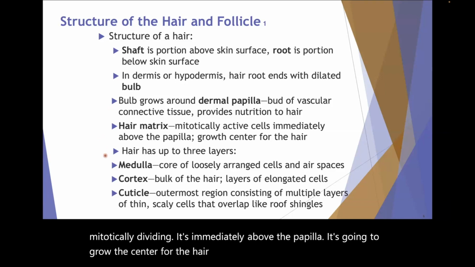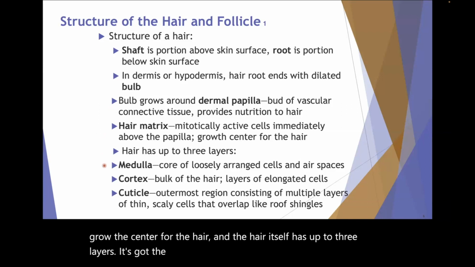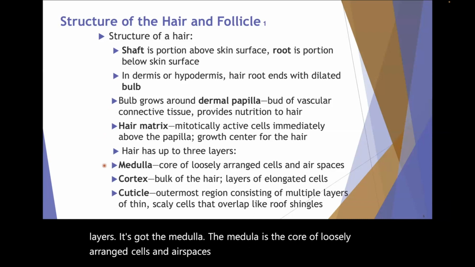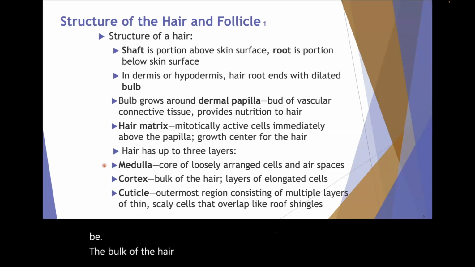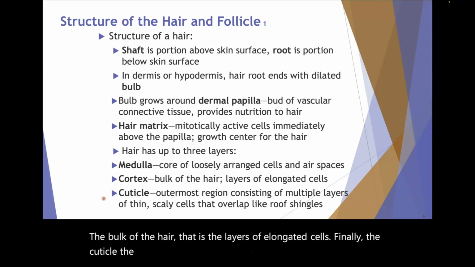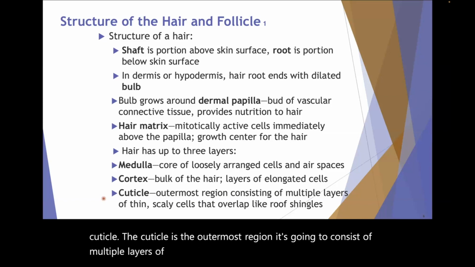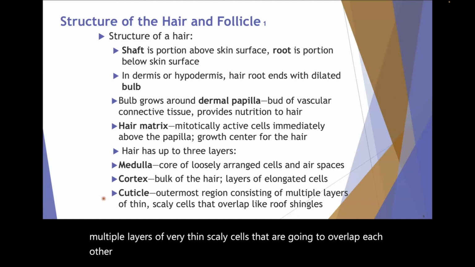And the hair itself has up to 3 layers. It's got the medulla. The medulla is the core of loosely arranged cells and air spaces. It has the cortex. The cortex is going to be the bulk of the hair. That is the layers of elongated cells. Finally, the cuticle. The cuticle is the outermost region. It's going to consist of multiple layers of very thin, scaly cells that are going to overlap each other like roof shingles, if you can imagine.